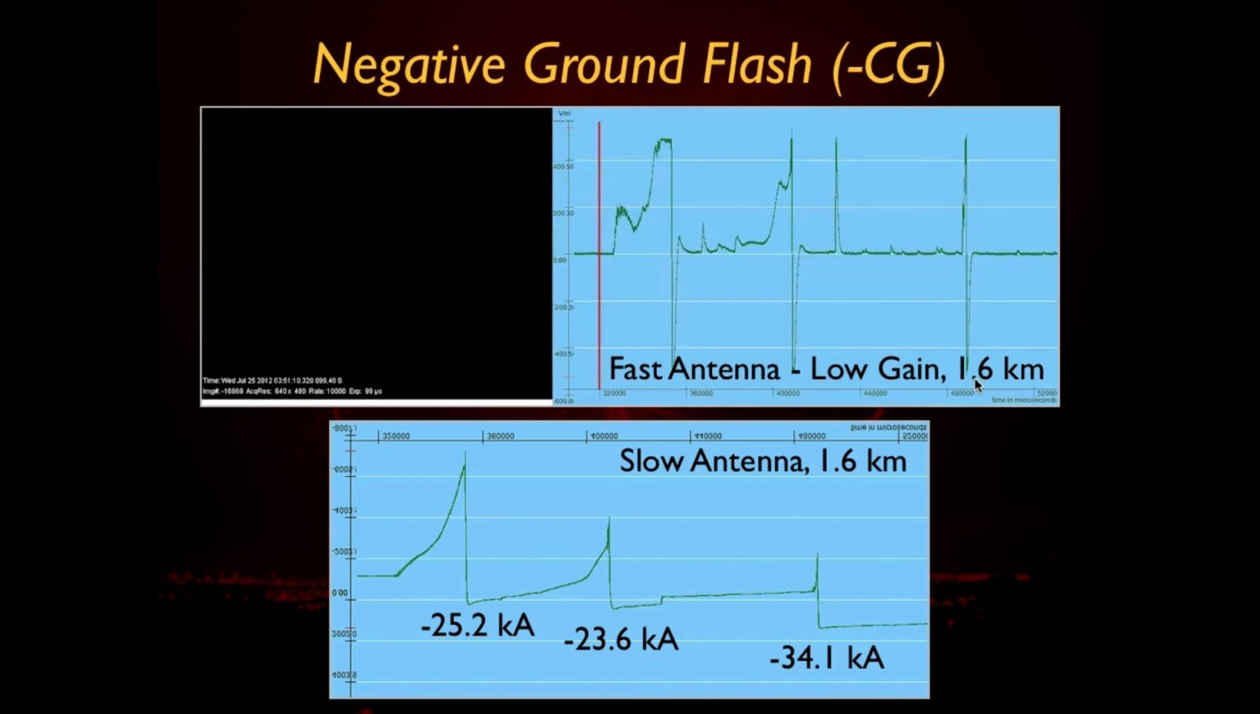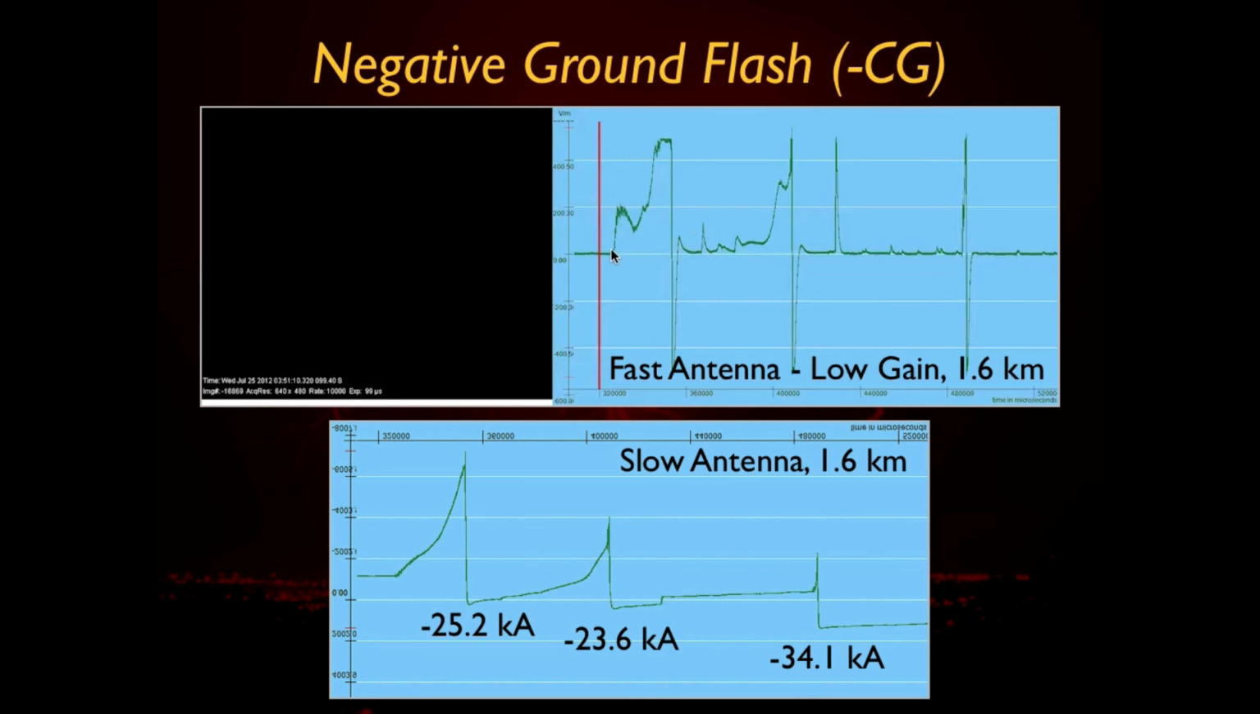It was fairly close to the flash, only 1.6 kilometers away from the return stroke, and this was captured by both the fast antenna and the slow antenna. We're going to play the video off to the left here, and you'll see the corresponding electric field signature.